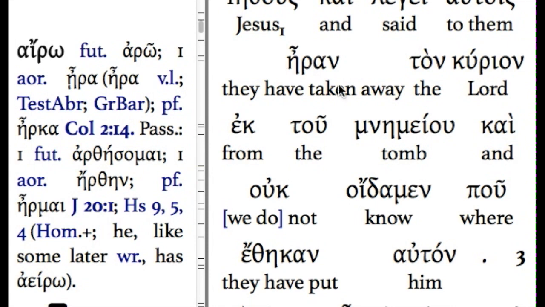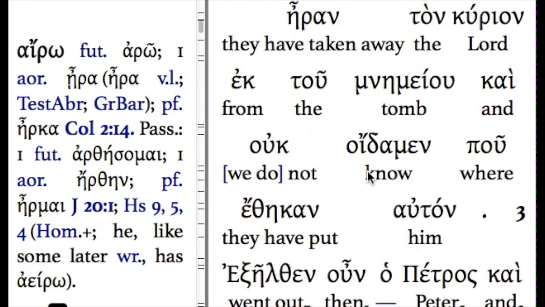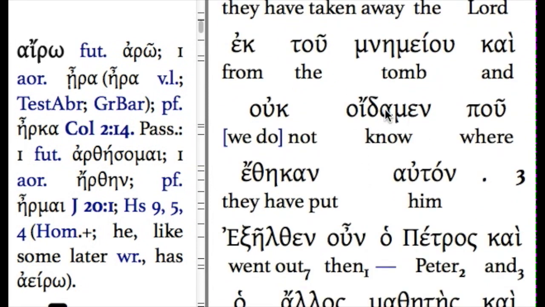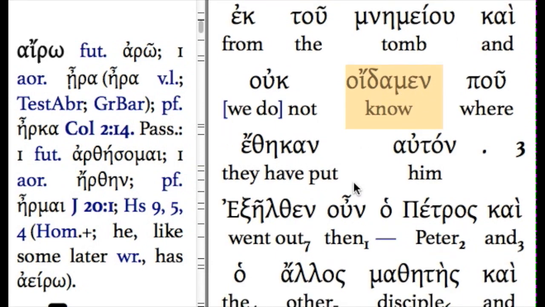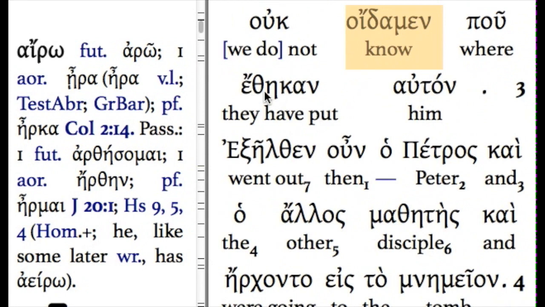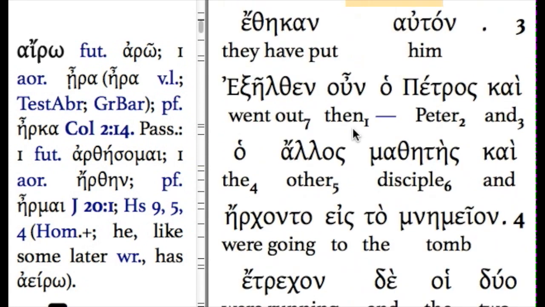They took the Lord from the tomb, and not oidamen, even if we don't know oida. The amen looks first person plural, right? We don't know where ethekan, that's a mi verb, we'll get to that later. We don't know where they put him.